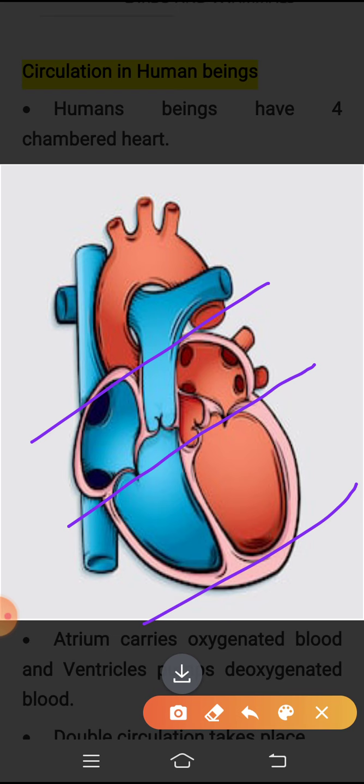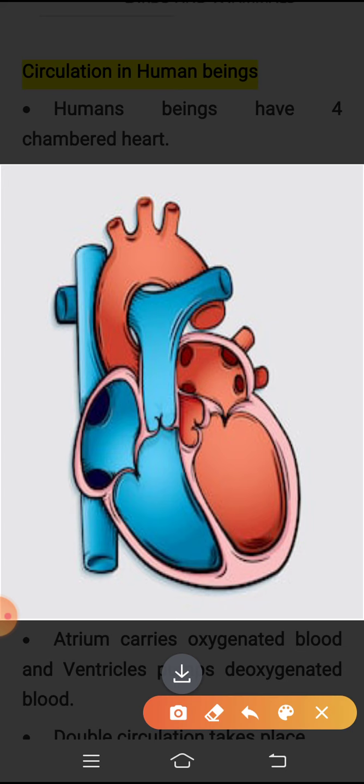Now what is the advantage of the presence of the four-chambered heart? The advantage of the four-chambered heart is that it helps to separate the oxygenated and the deoxygenated blood. Because of this, it prevents the mixing of oxygenated and deoxygenated blood. Okay?